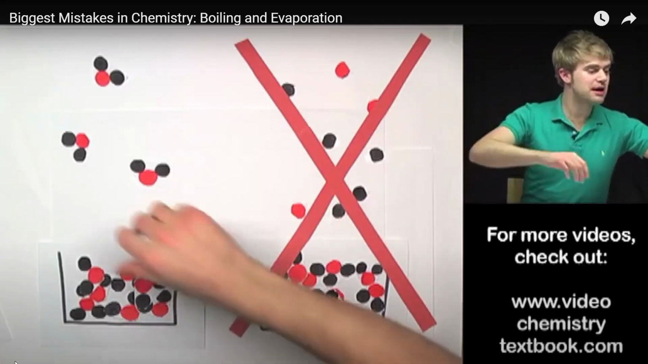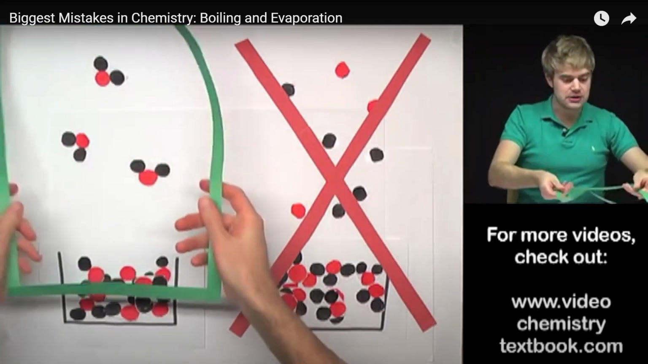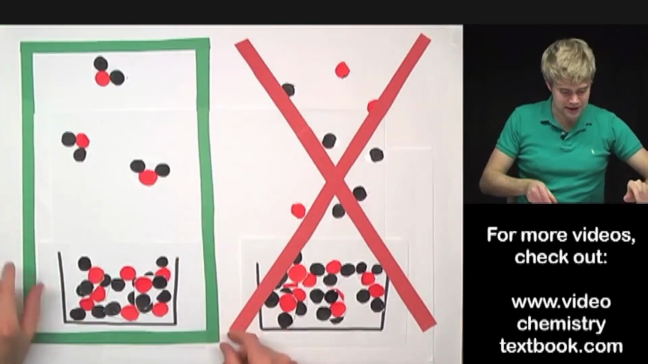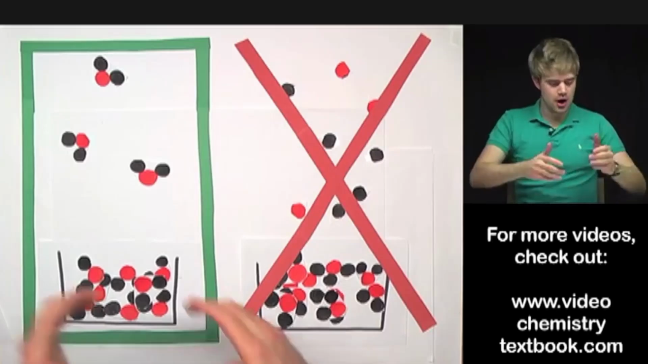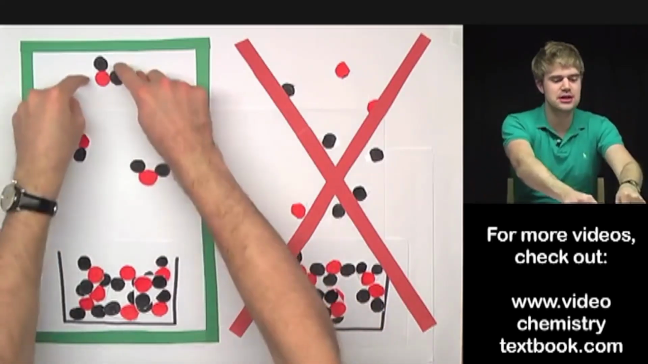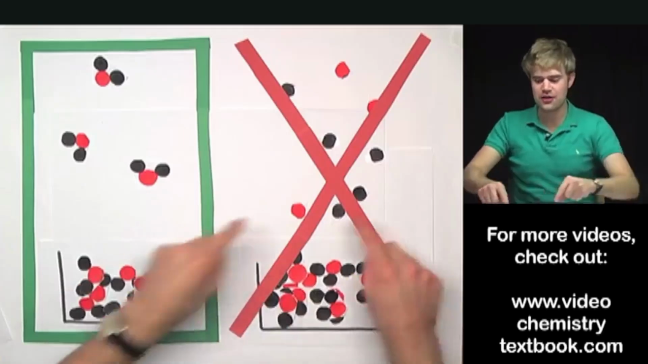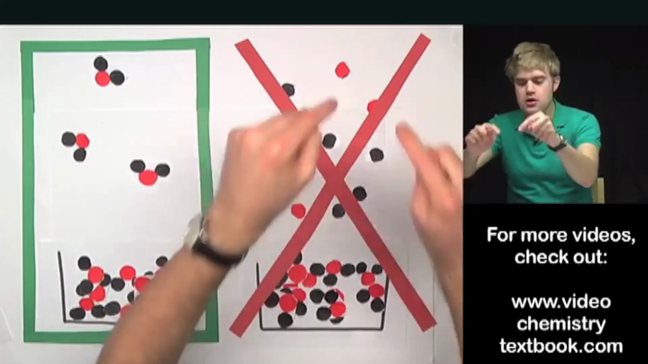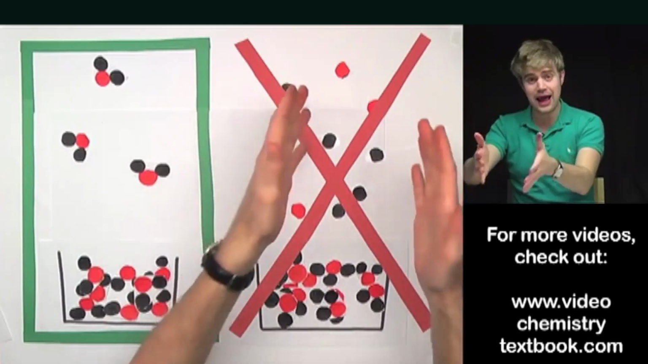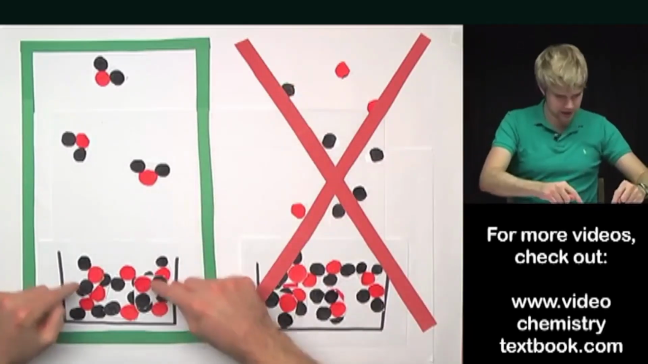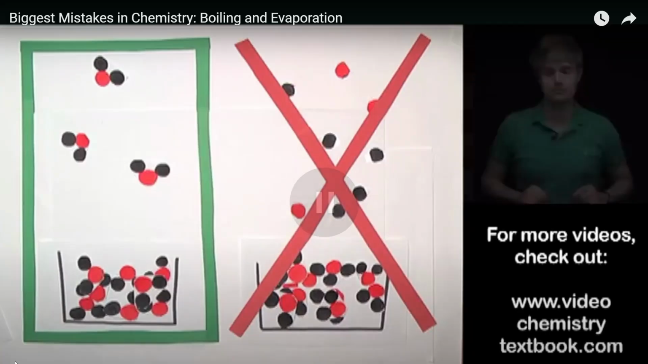I don't want you to make that mistake. On the other hand, here is the right way that boiling or evaporation happens. The molecules look just the same in gas as they do in liquid. They do not, big red X, they do not split apart into the atoms that make them up. Same in liquid, same in gas. Okay, and that's it for that one.